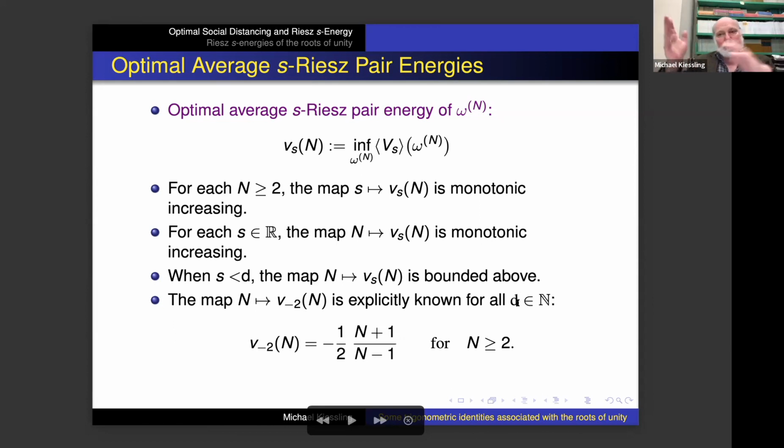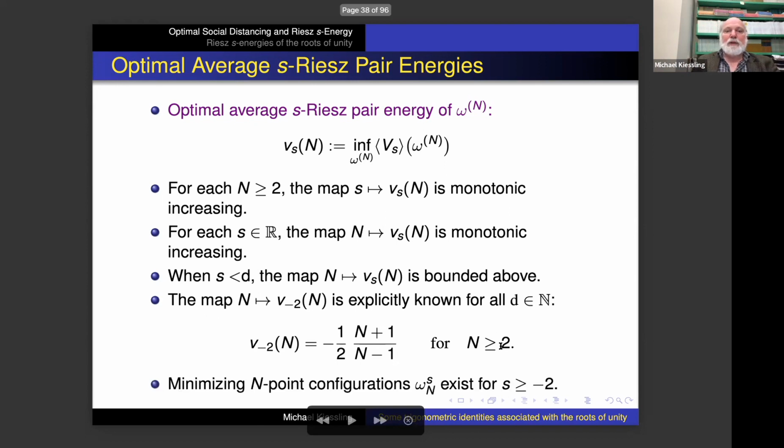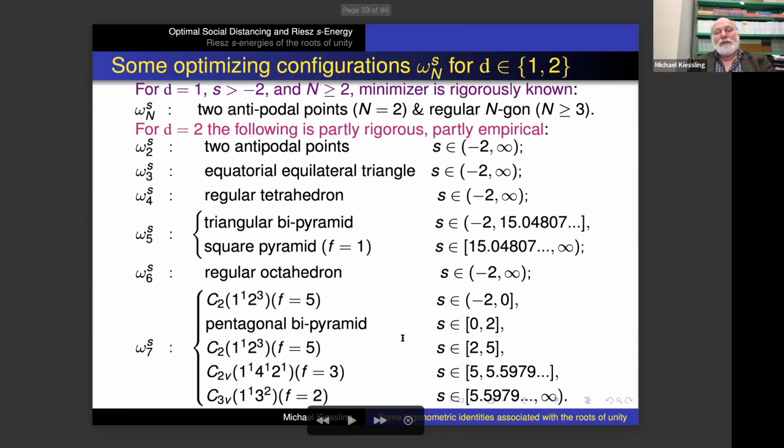This has to do with some Euclidean geometry, and is a very degenerate case. This is the answer you obtain, and that's 2, no matter which dimensional sphere you pick, for all n bigger or equal than 2. And as I said earlier, the minimizer actually exists when S is bigger or equal than -2. But of course, how do these things look?